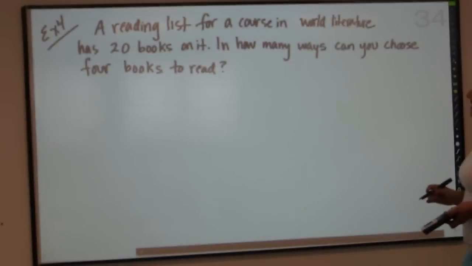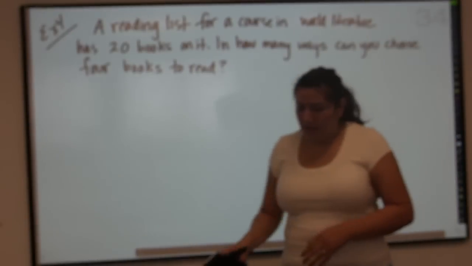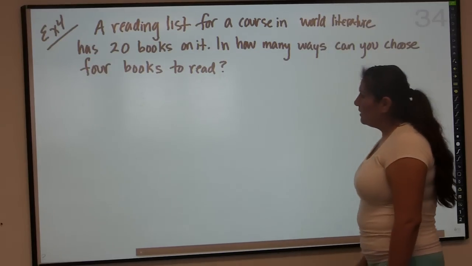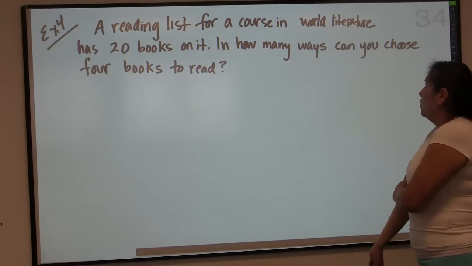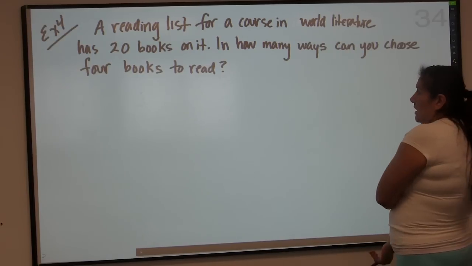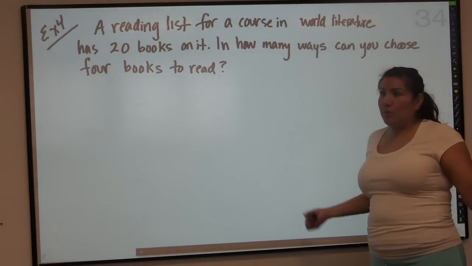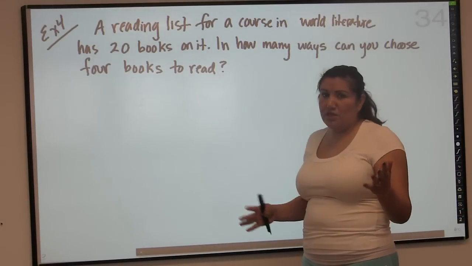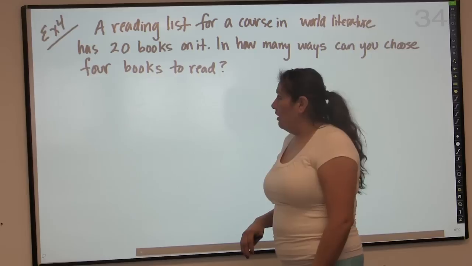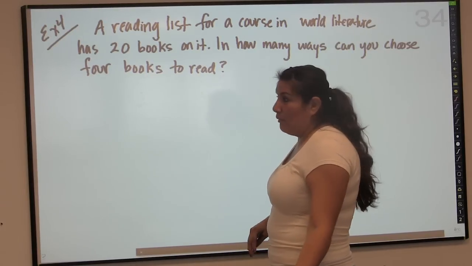And then here we have an example of how we can use combinations in a more practical, applicable way. A reading list for a course in world literature has 20 books on it. In how many ways can you choose 4 books to read? Again, it doesn't matter which order you read the books in, you just have these 20 books and you're trying to figure out how many different arrangements of 4 books at a time can I read.